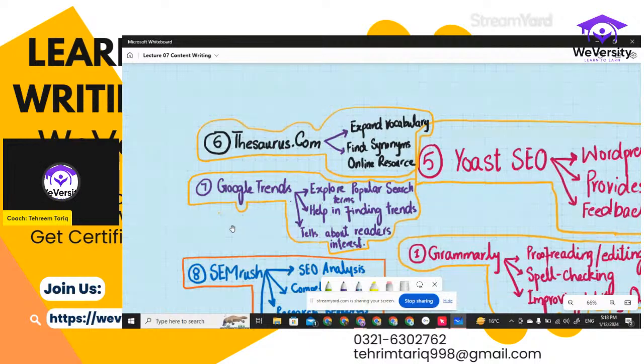Then comes Thesaurus.com. Thesaurus.com is basically the software that helps you in expanding your vocabulary and finding synonyms, along with other online resources that are available. It is a kind of online dictionary, and you can expand your vocabulary by utilizing this software while working as a freelance content writer.